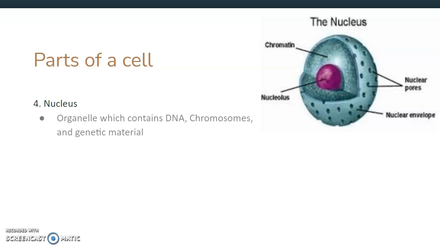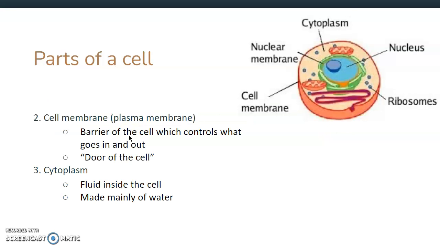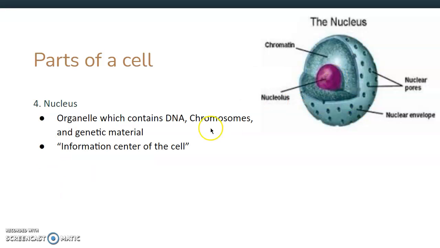Then we have our nucleus, which is really important. Our nucleus, which is this whole part, this whole picture, is the organelle which contains DNA, chromosomes, and genetic material. So let me go back. When we're looking at our big cell picture, our nucleus is on this inside. So everything is usually surrounding the nucleus. Our nucleus is the information center of the cell, or I like to think of it kind of like the brain of the cell. It tells everything else in the cell how to be made and what is important.